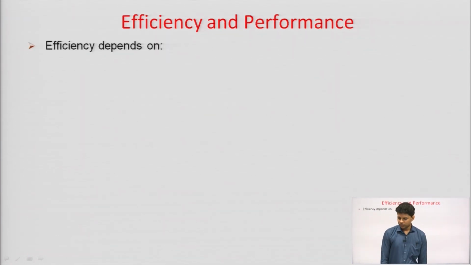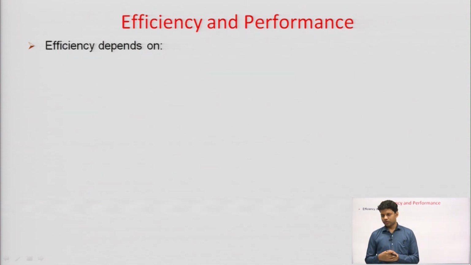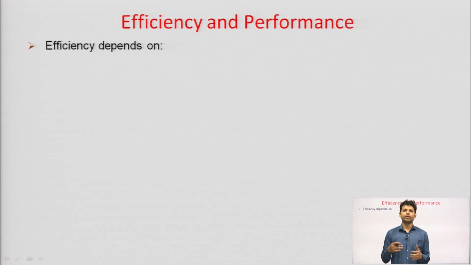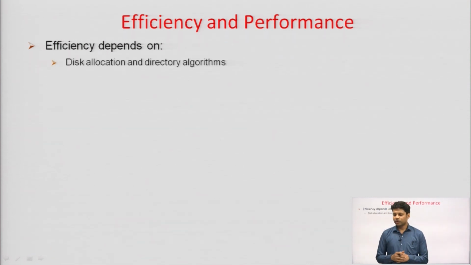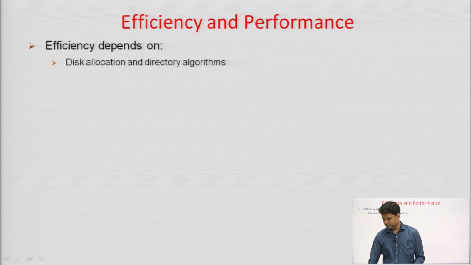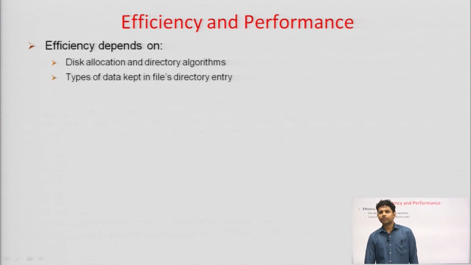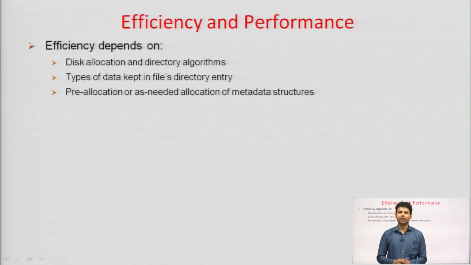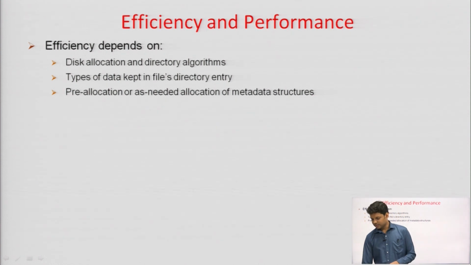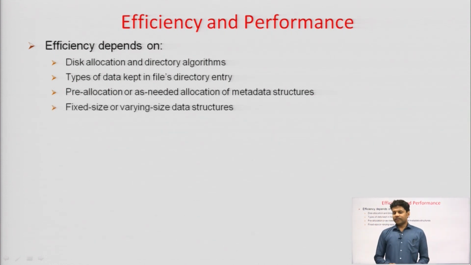Now we are going to see efficiency and performance. What are the points on which efficiency depends? Generally these are the disk allocation and directory algorithms, the types of data kept in the file directory, pre-allocated or as-needed allocation of metadata structures, and fixed-size or varying-size data structures.